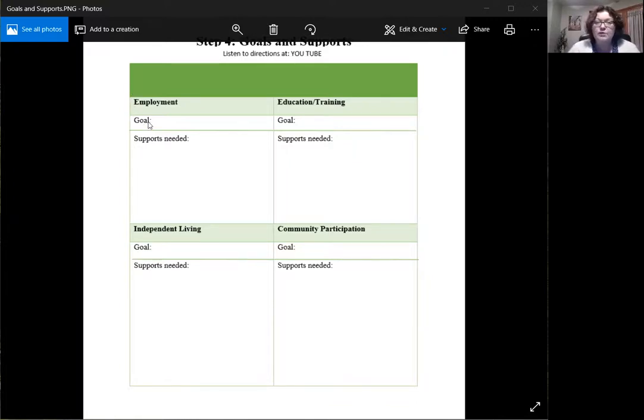the student. For example, if a student wants to work as a CNA in a nursing home after graduating from high school, I want you to go right underneath right away and say, what supports are they going to need? Well, they're going to need either their basic nursing assistant certification, a certified nursing assistant certification, or they might even want to pursue that further.